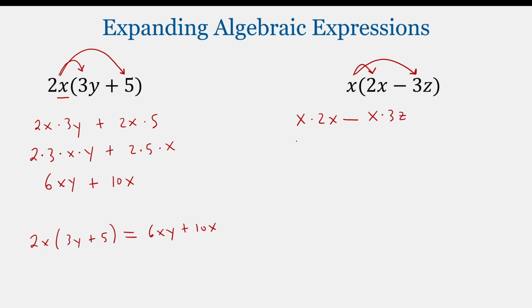Let's write these in a different order. So now we have 2 times x times x, minus 3 times x times z. All I did was change the order of the factors.